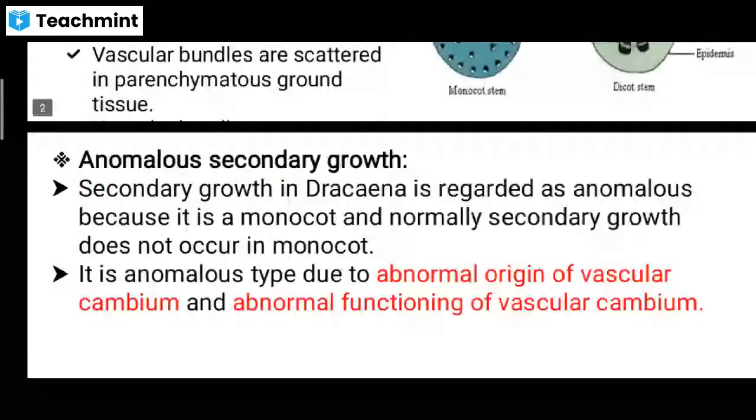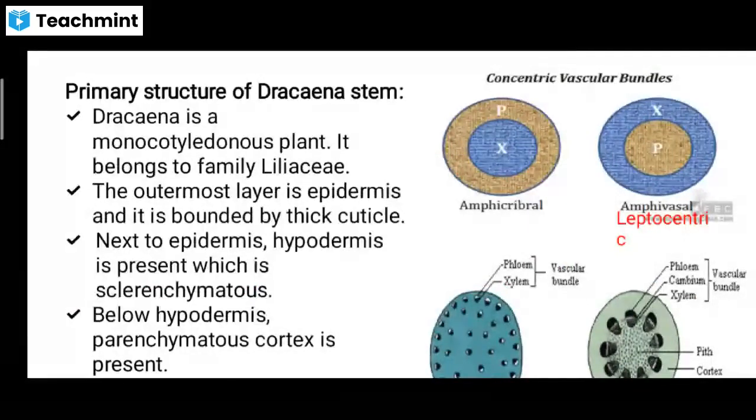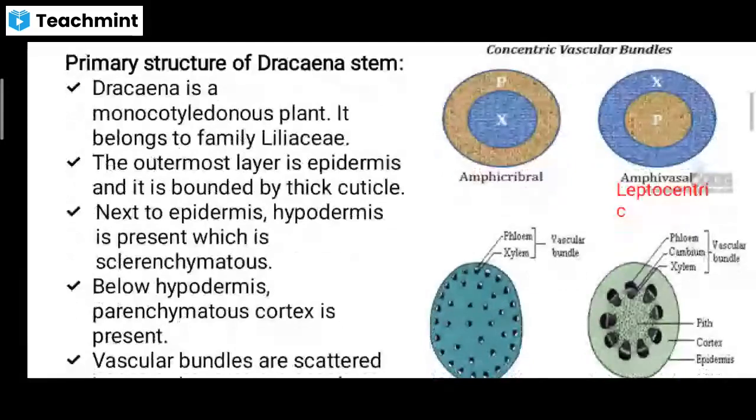Here, the Dracaena plant is one of the exception plants, because in monocot plants the secondary growth does not take place. But in Dracaena, the secondary growth is observed, and it is of the non-adaptive type. There are no adaptations formed in the plant.